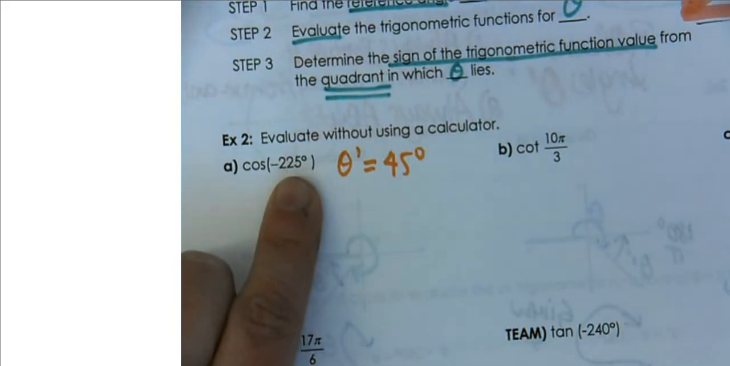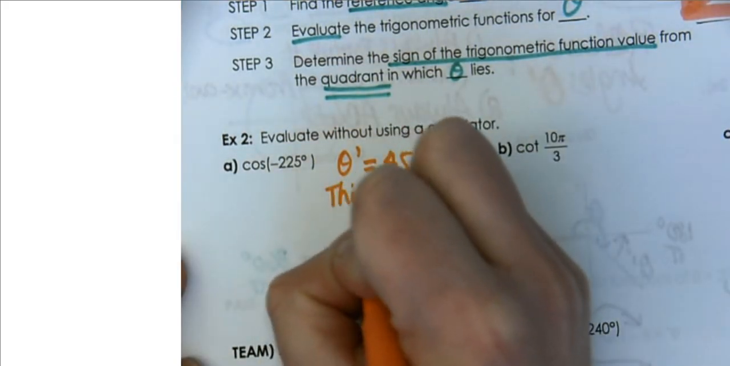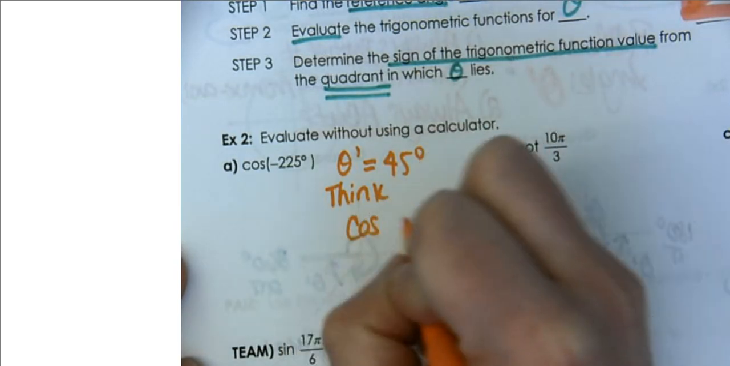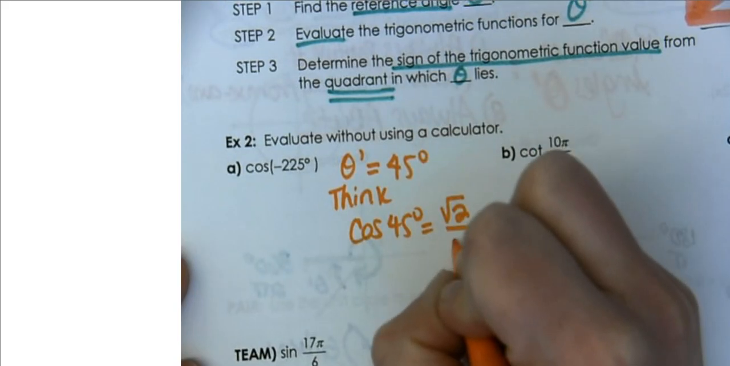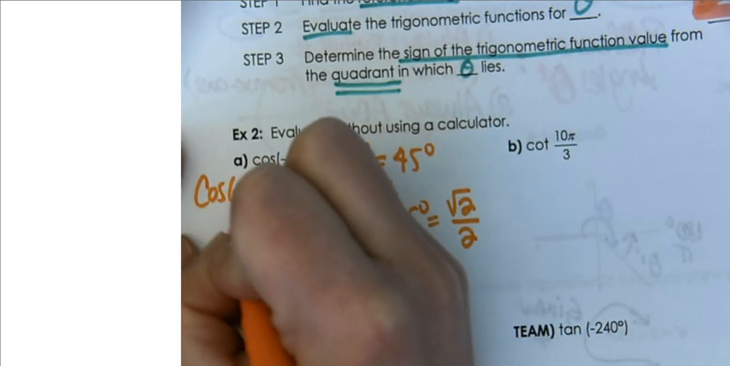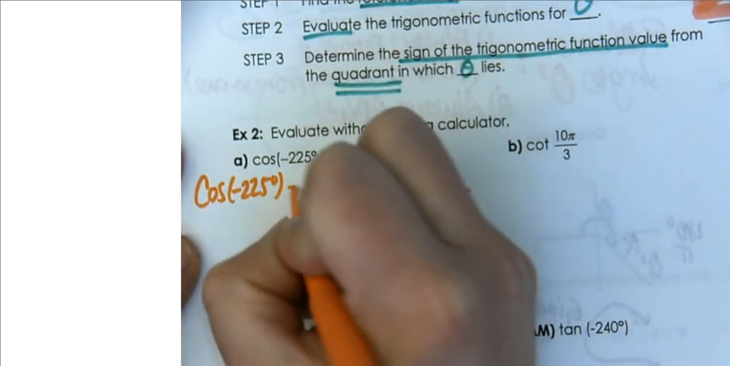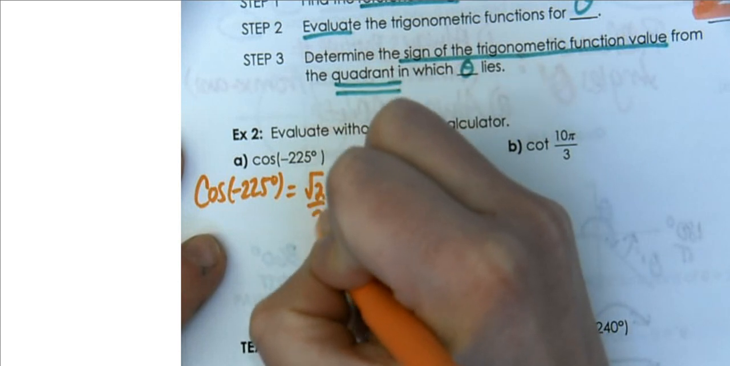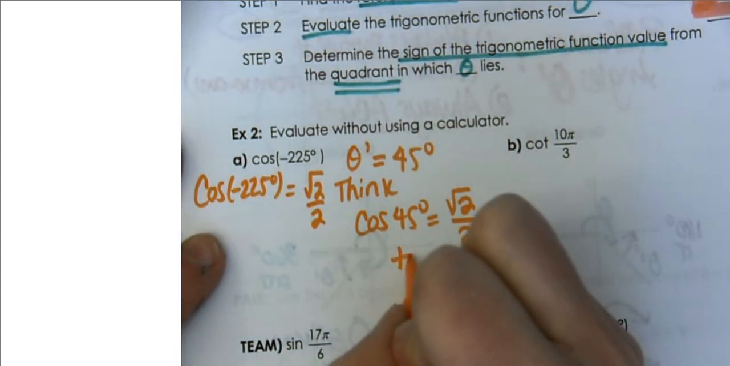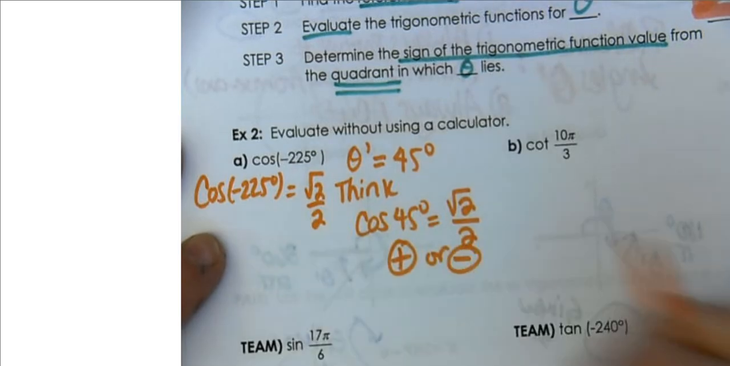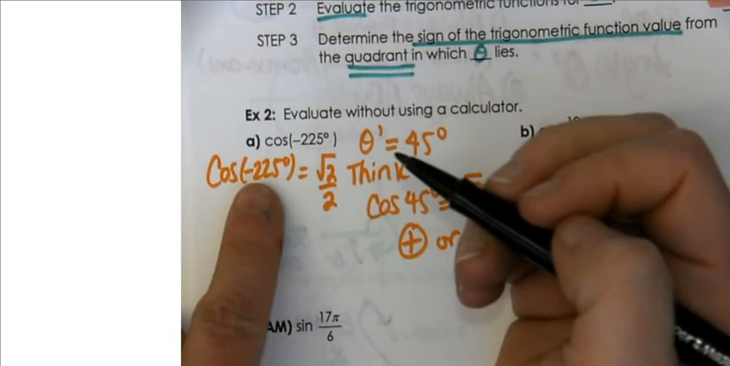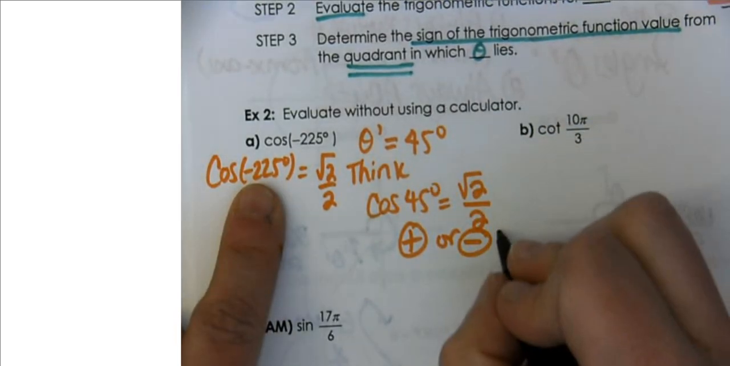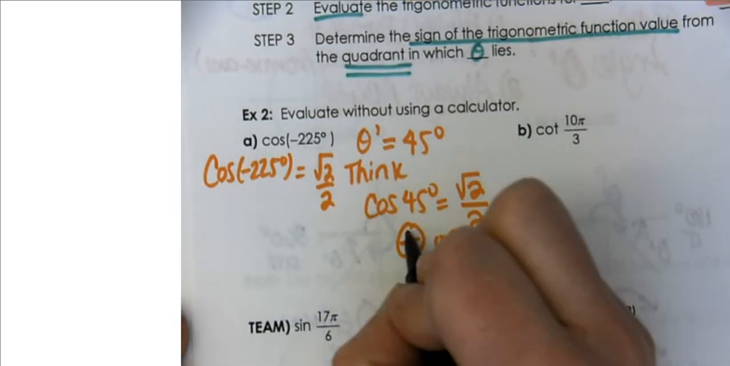So I'm going to think, what is the cosine of 45 degrees? Now, the cosine of 45 degrees is square root of 2 over 2. Therefore, the cosine of negative 225 degrees is either going to be a positive square root of 2 over 2 or a negative square root of 2 over 2. So positive or negative, that's what I have to figure out. I'm going to identify what quadrant negative 225 falls under, because I need to answer this question: is it positive or is it negative?